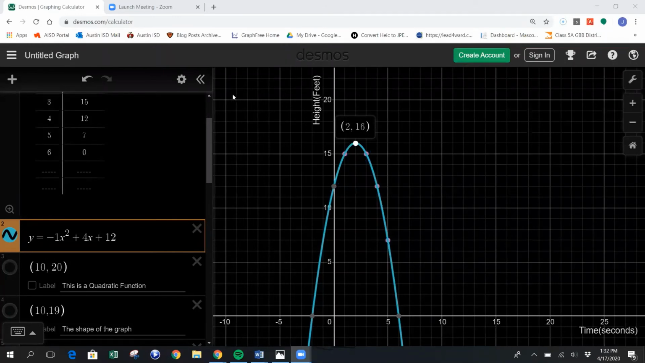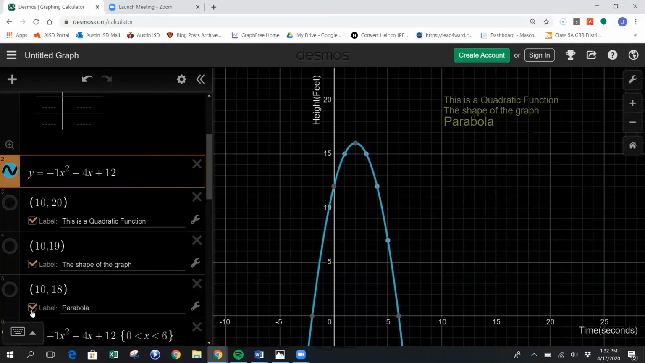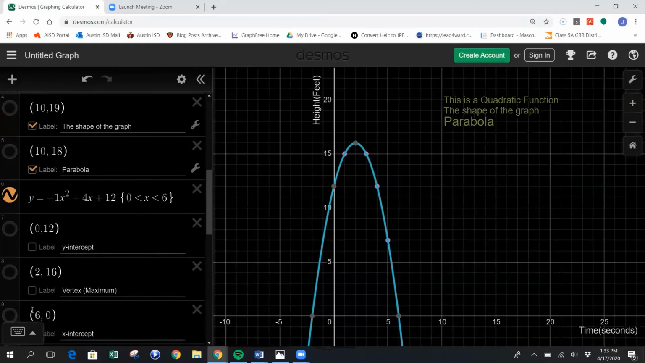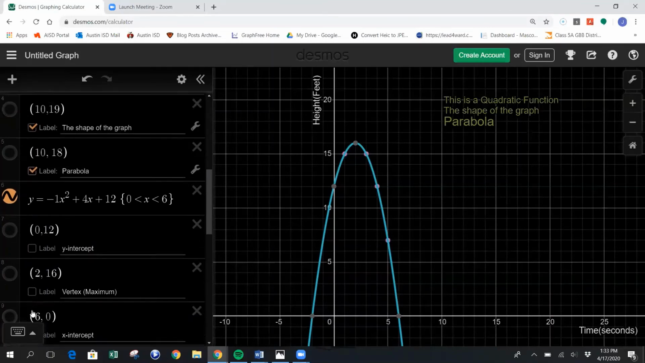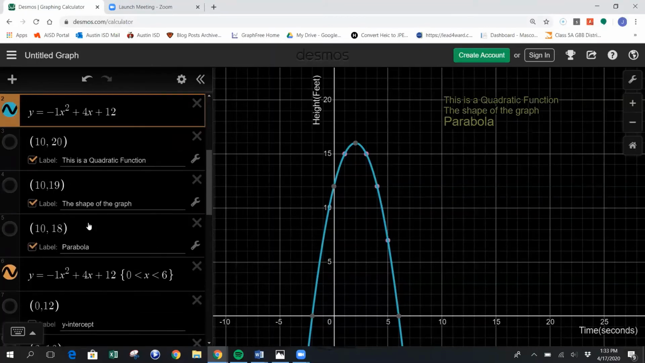Now remember, a quadratic function is just a function that has x squared in it. So this is a quadratic function, and this type of graph has a name. I'm going to label this for you. This is a quadratic function, and the shape of the graph is called a parabola. All right, so that U shape that you see is called a parabola. All quadratic functions make this U shape and have the symmetry that you see, where the points on the right side also have points on the left side.